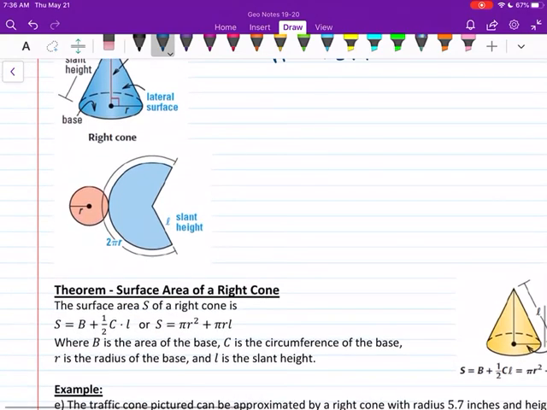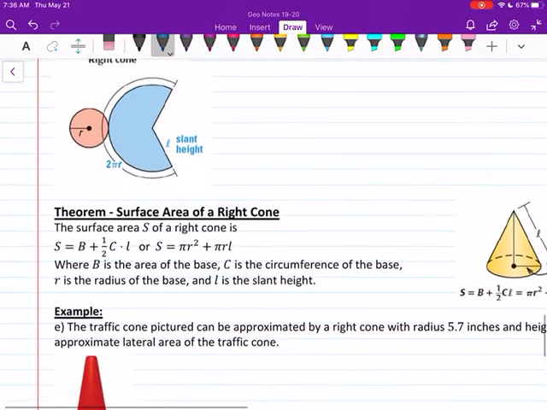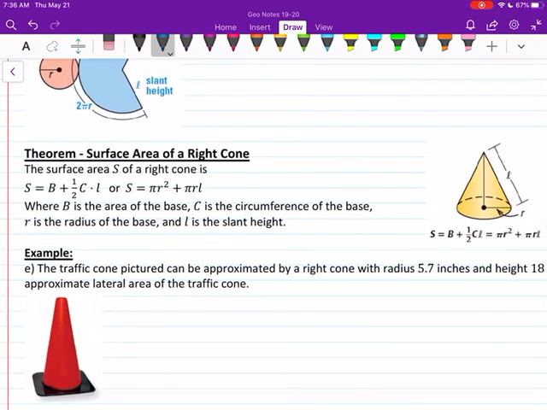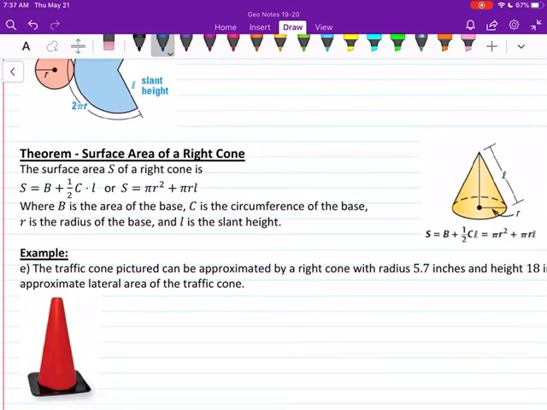The surface area for a right cone is the base plus half of the circumference of the base times the lateral slant, okay? Or S equals pi r squared plus pi r times L. All right, so here's a picture of what all of those look like over here. So you can see R is the radius, L is my slant height, okay?